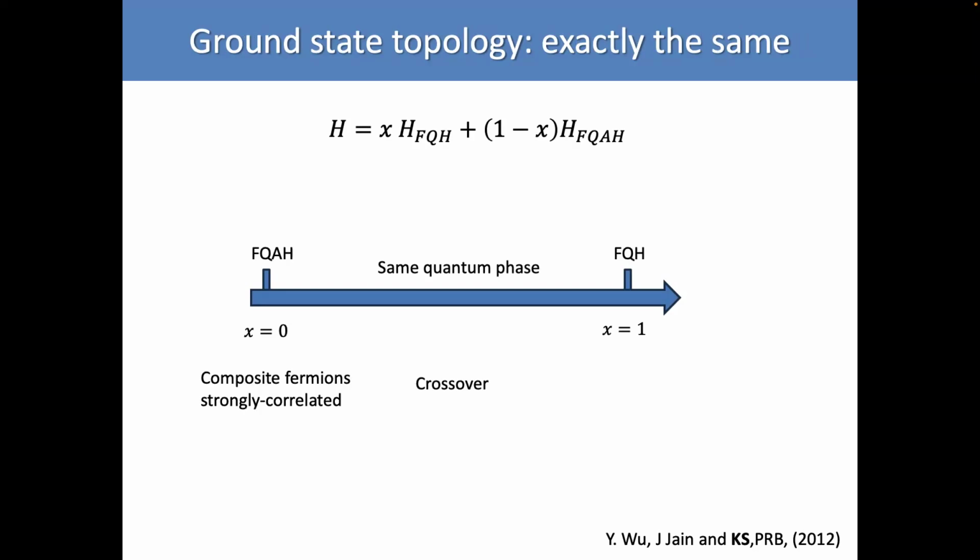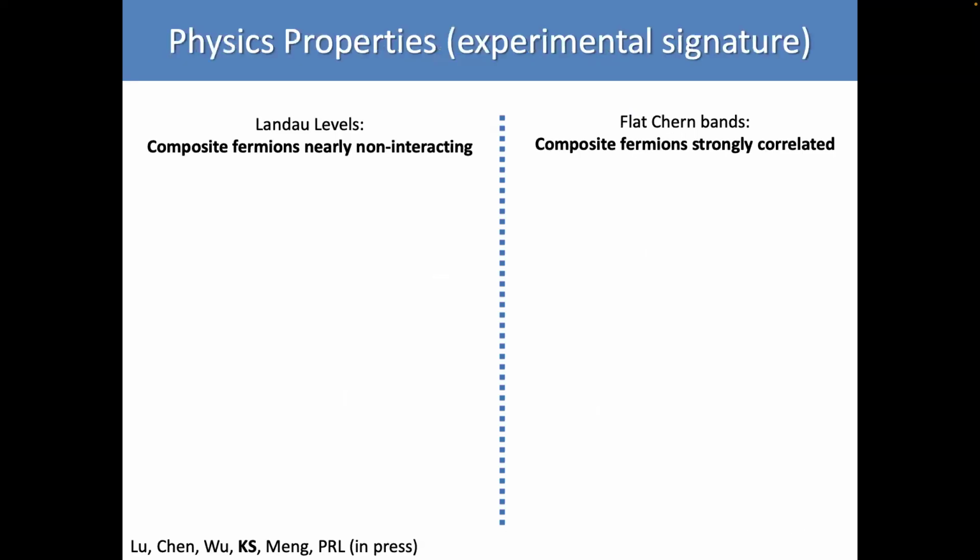And this crossover is between the case where composite fermions have strong interactions with each other and composite fermions with nearly no interactions with each other. Okay, and this has important consequences. So let's look at a fractional quantum Hall state or fractional quantum non-Hall state, and let's start from the Landau level side. In Landau levels, composite fermions are basically a band insulator.